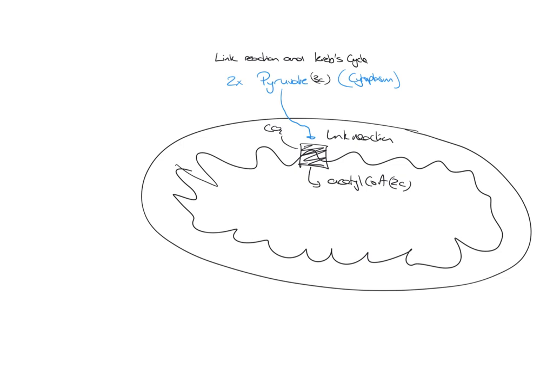And because we produce a CO2, we also produce NADH from NAD. So a reduction reaction has occurred, electrons have been accepted, and that's really important because we're going to make a note of these NADs as we go through. So we now have acetyl-CoA.